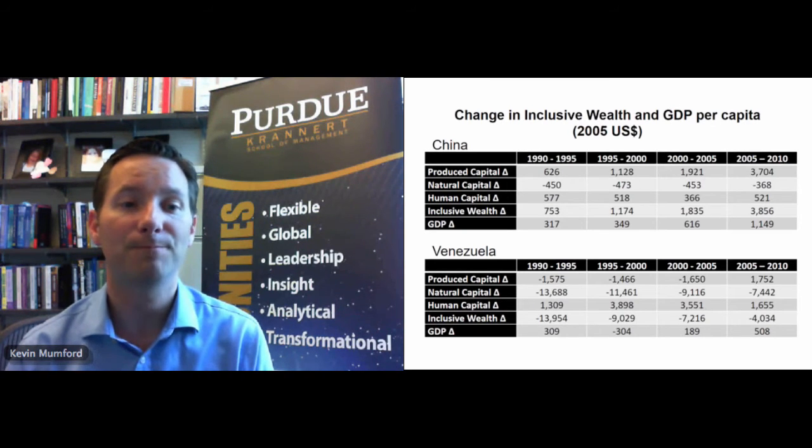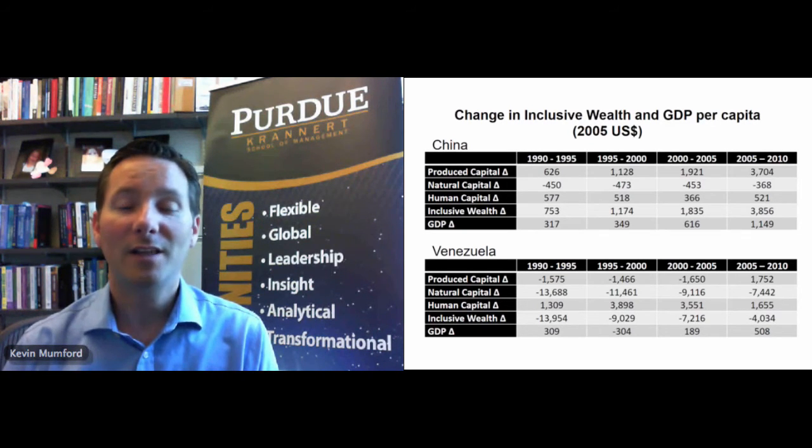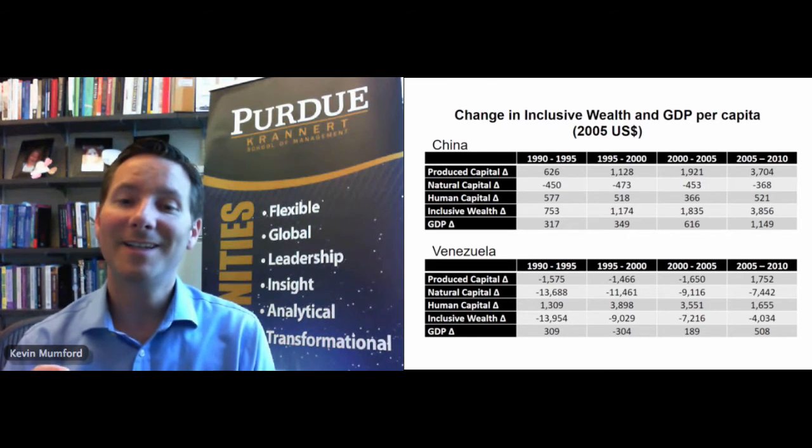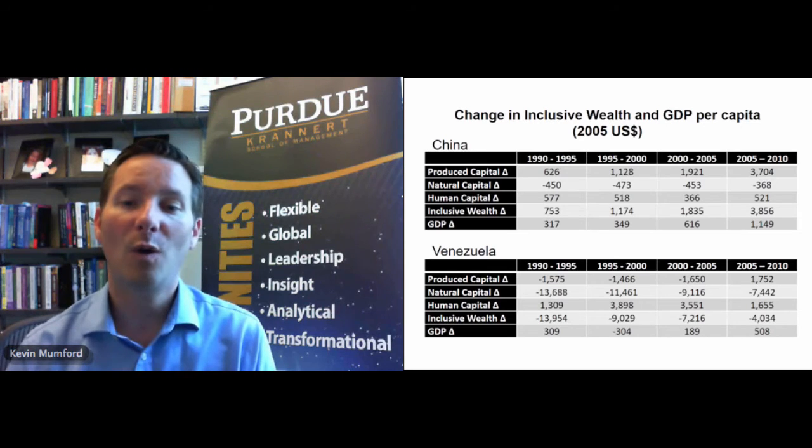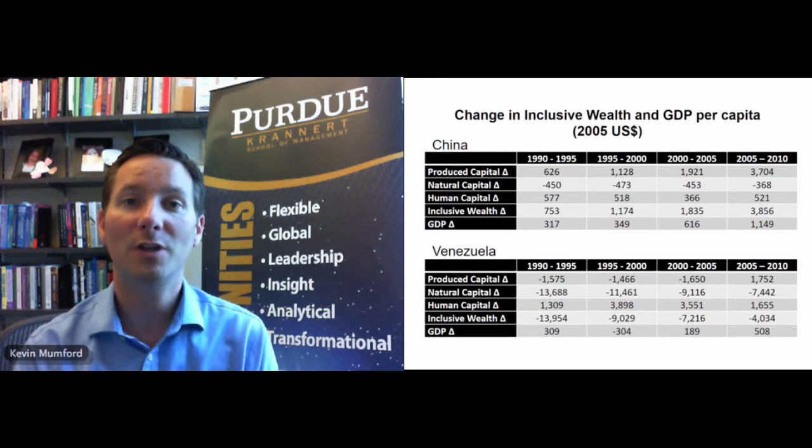In fact, you'd say that most of China's change in wealth is all coming from the produced capital. Well, in Venezuela, I picked this as an example just because the extraction of natural capital is very large, and this is mostly oil, of course. But you can see that at the same time they're extracting all this oil, they're not investing very much. I mean, there's a little bit of gain in human capital, a little bit of increase in education.